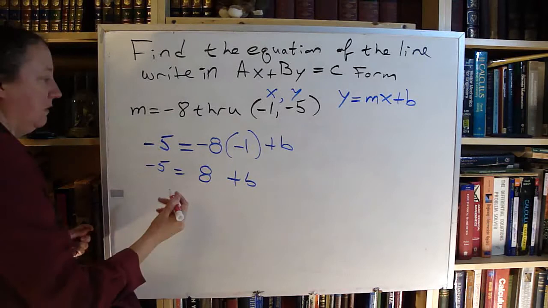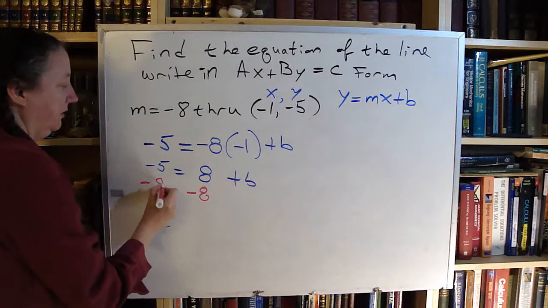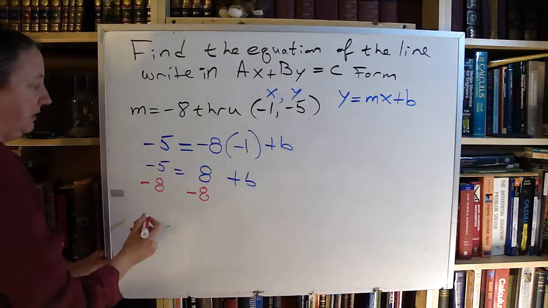Solving for b, subtract the 8. What I do on one side of the equal sign, I do the same thing on the other. Negative 5 minus 8, negative 13 equals b.